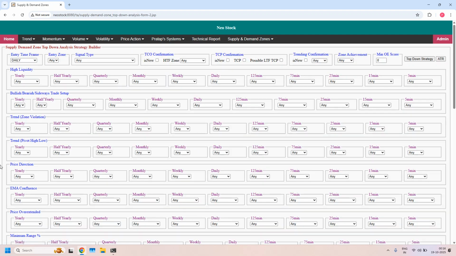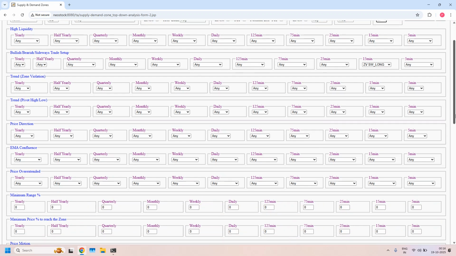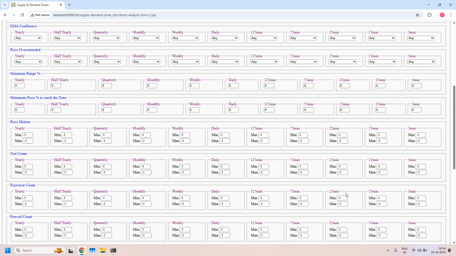For daily income trade sideways long trade setup, entry time frame should be 15 minutes. Entry zone demand zone, bullish or bearish or sideways at 15 minutes. I am selecting sideways long. Zone achievement violated opposing zone. Minimum odd enhancer score should be 11 for sideways and 15 minutes demand zone should not be pierced. So in the pierced count at 15 minutes time frame, I'm setting minimum value 0, maximum value 0.